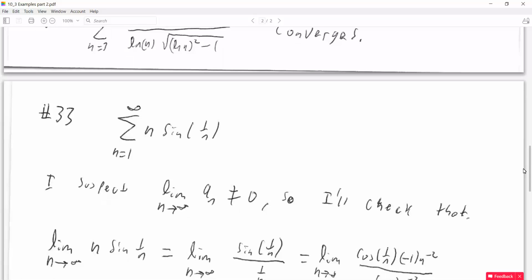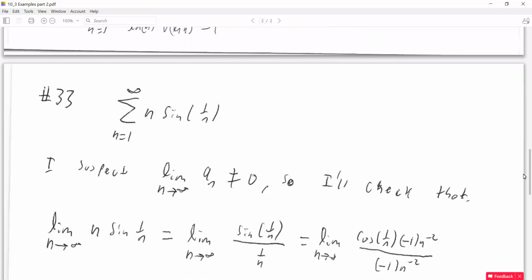So take the limit as n goes to infinity of n sine 1 over n. This is one of those weird infinity times 0 cases because sine 1 over n is going to 0, n is going to infinity. So we have to write it as a fraction to use L'Hopital's rule. So I'm writing it as sine of 1 over n over 1 over n.